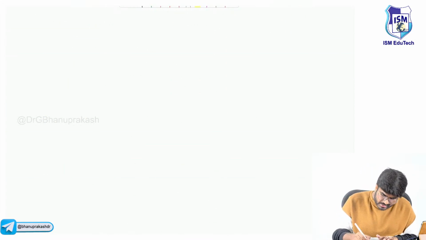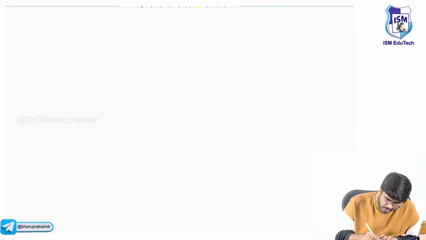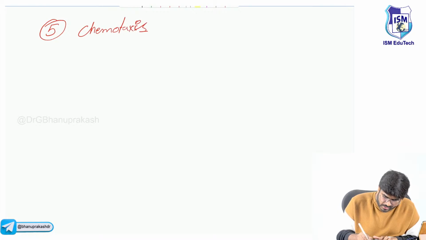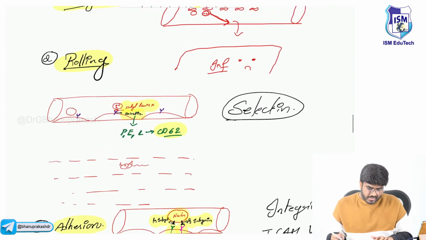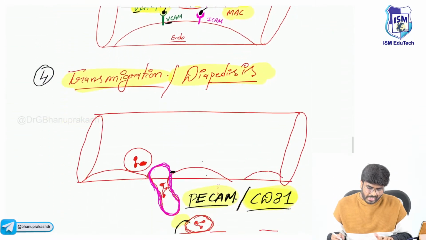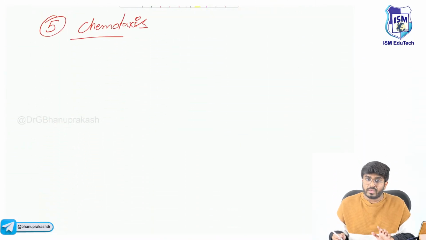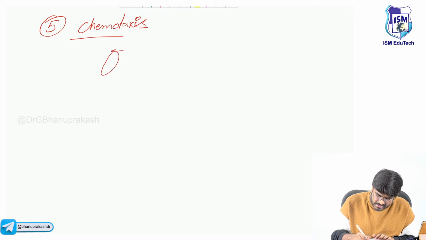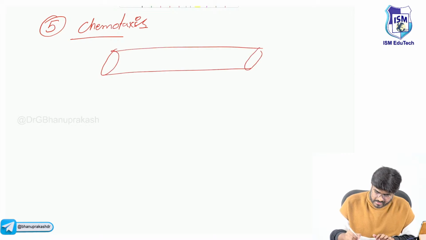So now draw this. This stage is called chemotaxis. The fifth event is called chemotaxis. What are the first 4 events which we have completed? Migration, rolling, adhesion, transmigration, and now chemotaxis. What exactly is chemotaxis? This is a blood vessel. Neutrophil came out of the blood vessel.